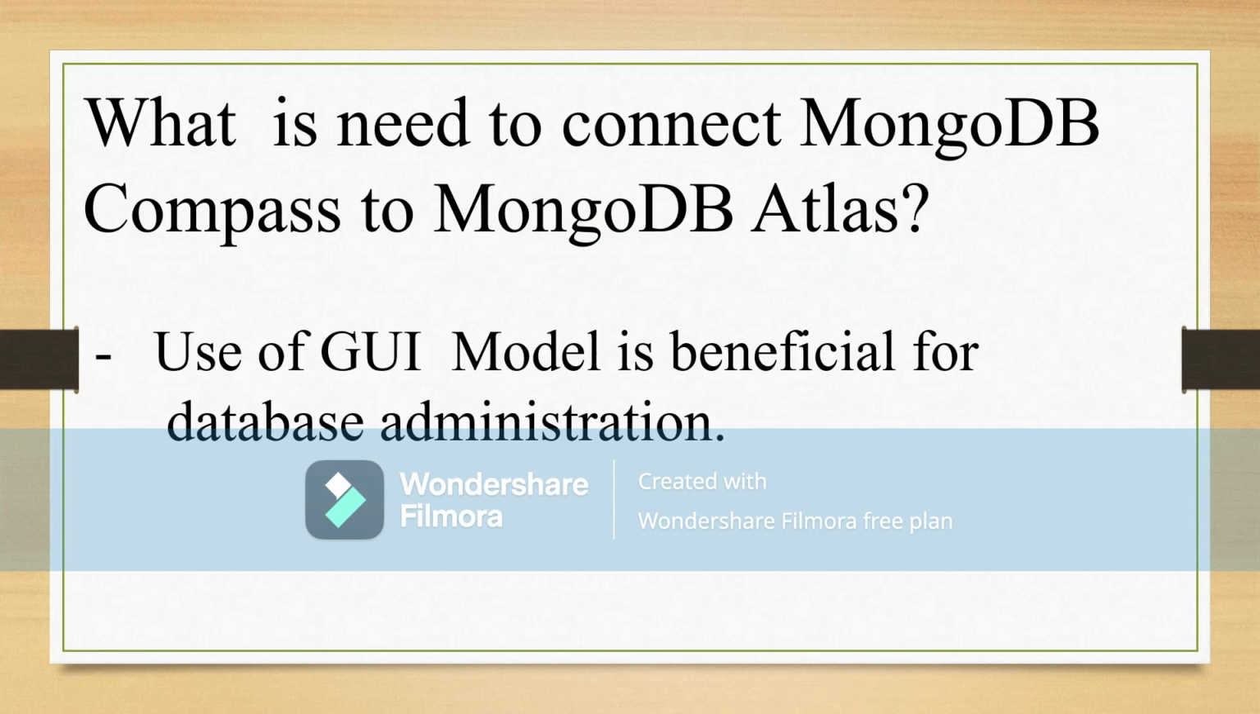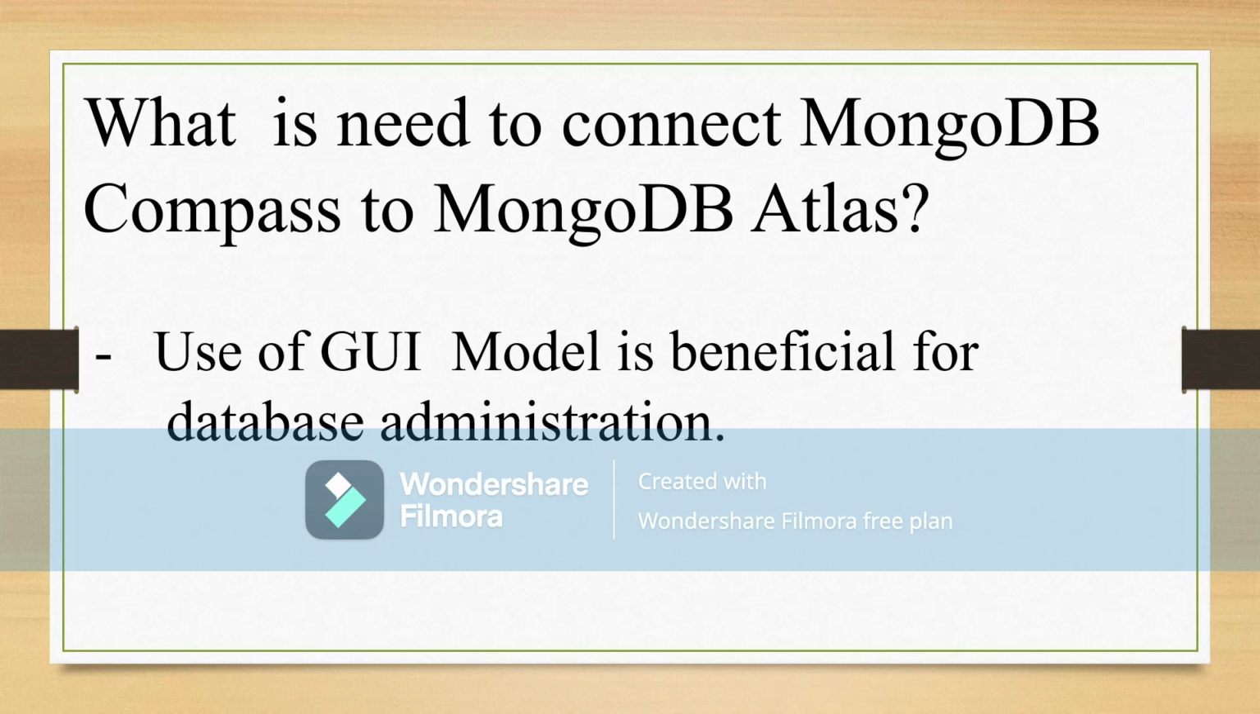Now, next point is what is the need to connect MongoDB Compass to MongoDB Atlas. What we have seen now, MongoDB Compass is like a form, and MongoDB Atlas is like a database as a service, or we can consider it as a place where we store the data. If we have a form and we have a database, we need to establish connectivity between these two, then only whatever data we are entering into the form will get stored in the database. To store that data, we need a connectivity.